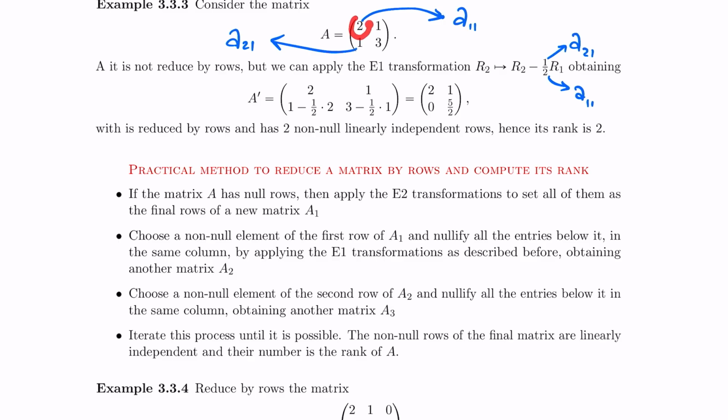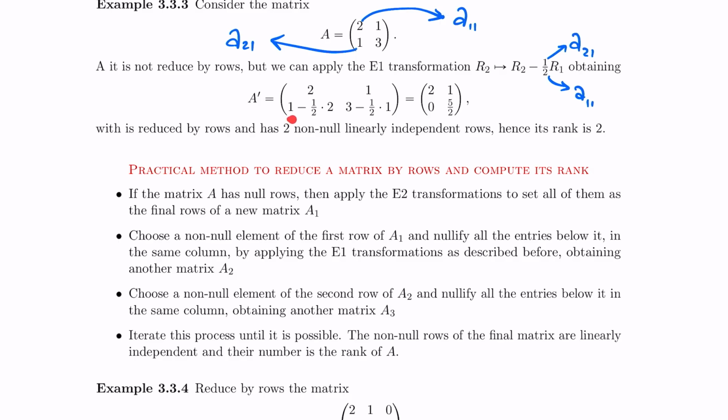Imagine that you want to transform this entry into the special element for the first row. Since there are just two rows in the matrix, what you do is to apply this E1 transformation here. That is, you replace the row 2 with itself minus row 1 times A21 divided by A11. Introducing the numerical values of A21 and A11, we obtain 1/2.